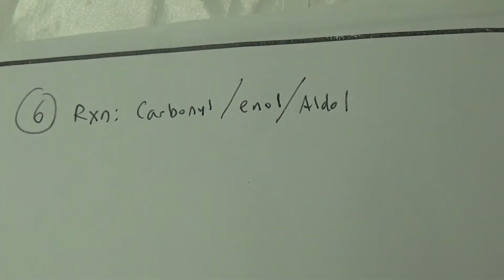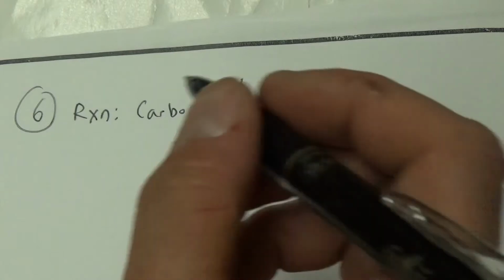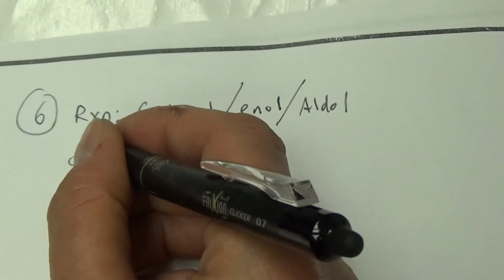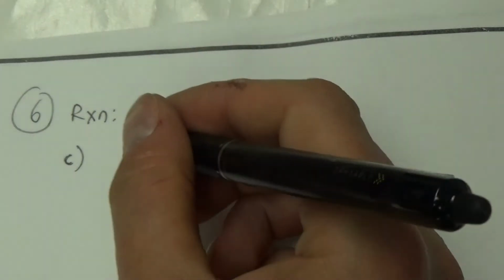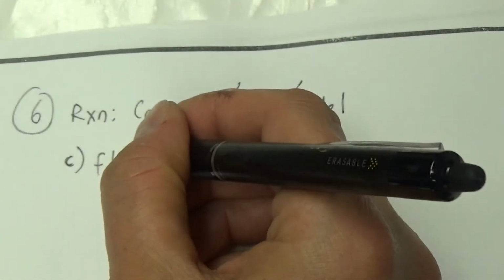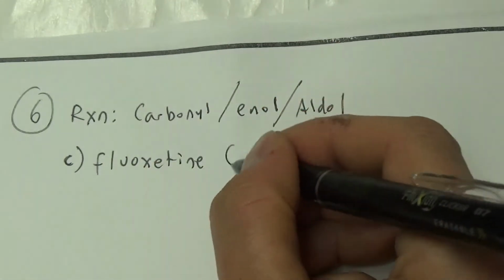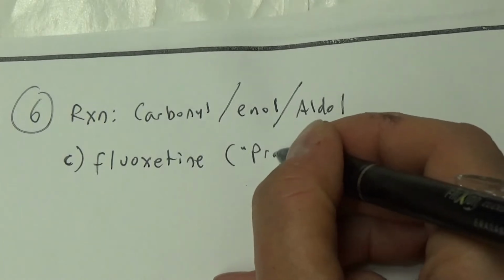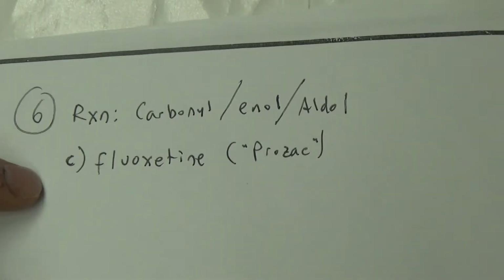Okay, another drug. Continuing the theme of carbonyl aldol type of chemistry. This is another very popular pharmaceutical. This is Fluoxetine. Of course, that's also called Prozac, which is one of these SSRI antidepressants.